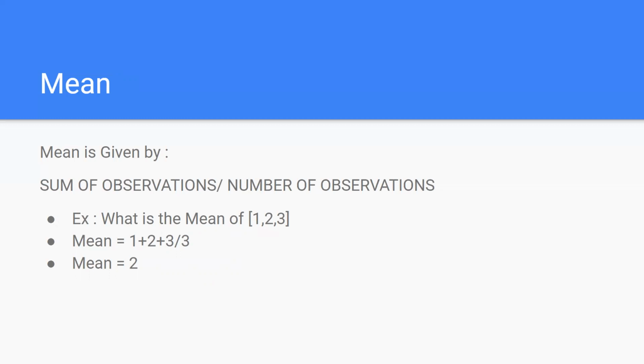How? Because to find out the mean, what we do is we add all those numbers. 1 plus 2 plus 3. What is the sum? 6, right? And we divide that number by the number of observations in the list. So how many observations do we have? 3, right? So we divide 6 by 3, and we get the mean as 2. Hope you are able to recall what you have studied in school.